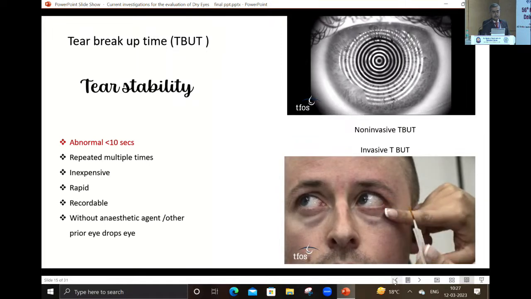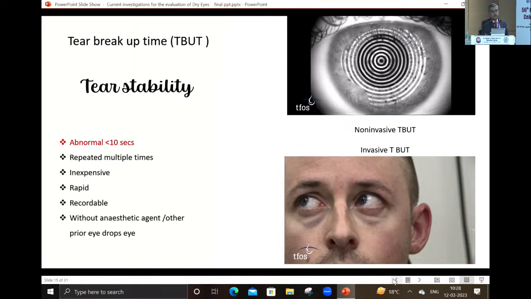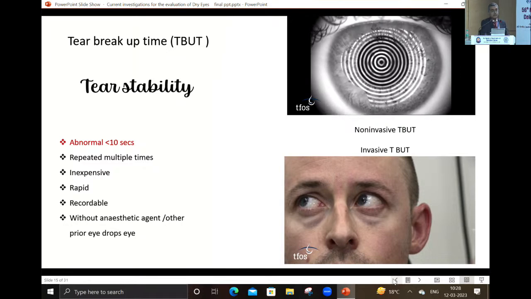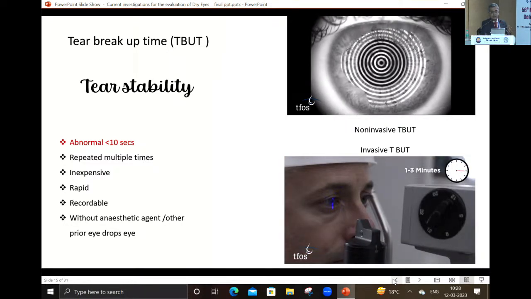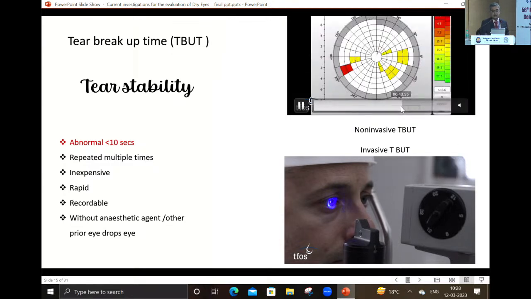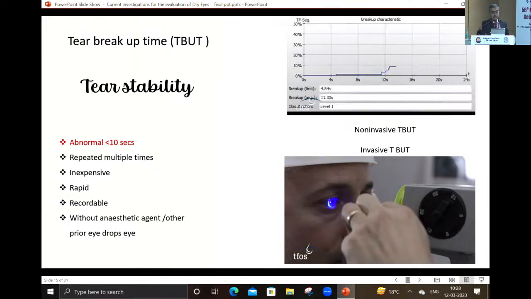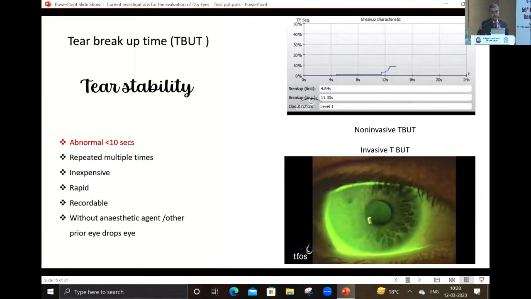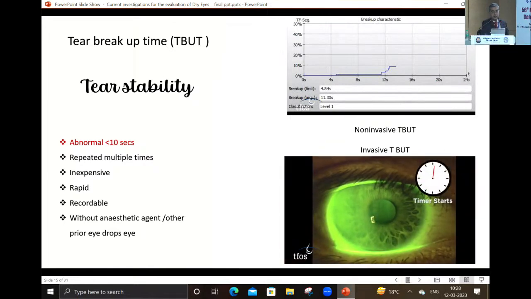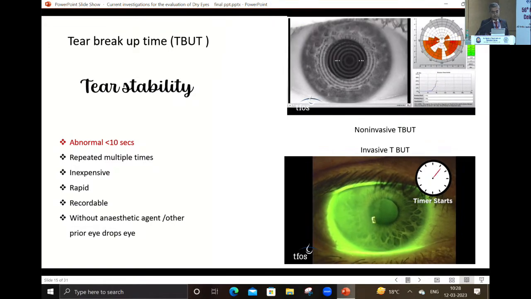We know the tear stability we can find out by the TBUT, and you should start with a non-invasive TBUT using any placido-based test that can be projected onto the cornea. There are softwares available where you can actually map the areas and quantify them as well. If you are using an invasive method, the yellow filter will give you a fairly better and clearer picture of the dry spots. It's fairly repeatable, inexpensive, rapid, and recordable.